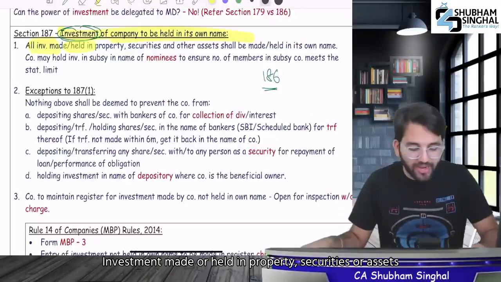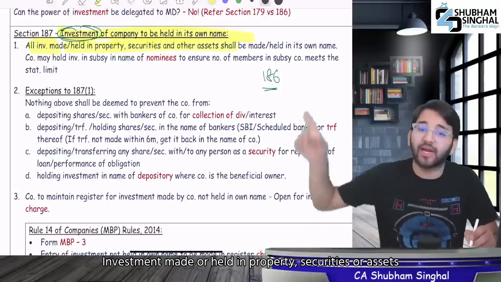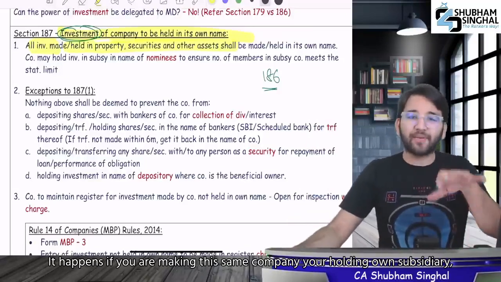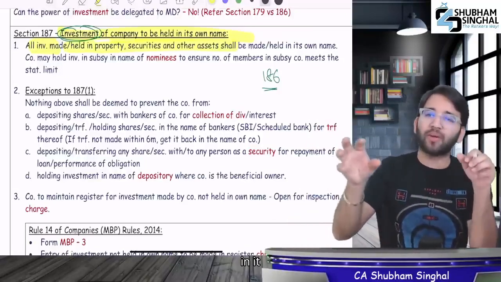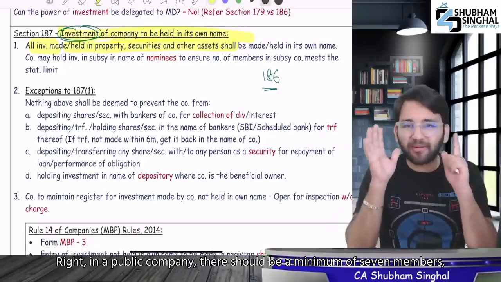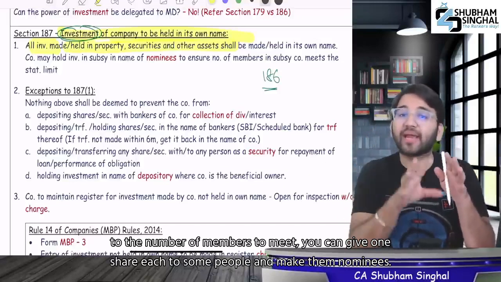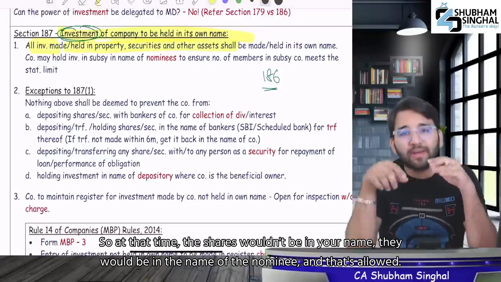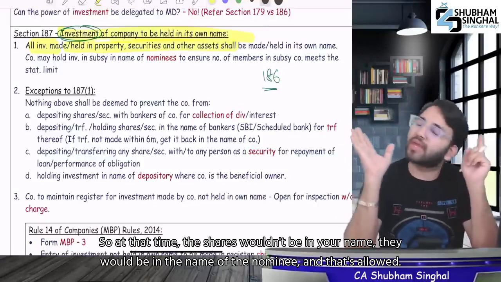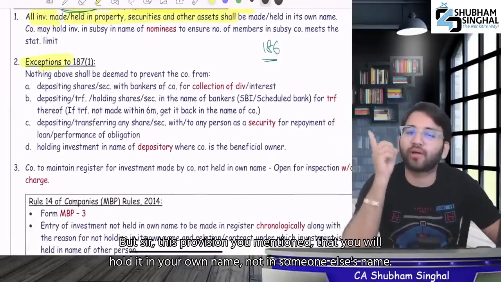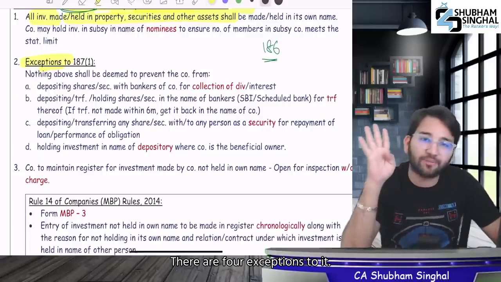All investment made or held in property, securities or assets will be held in its own name, but sometimes what happens is, if you are making a wholly owned subsidiary, there should be a minimum of 7 members in a public company. So to meet the number of members, you give one share each to some people and make them nominees. Then the shares wouldn't be in your name, they would be in the nominee's name, and that's allowed. There are 4 exceptions to the provision that you will hold it in your own name and not in others'.